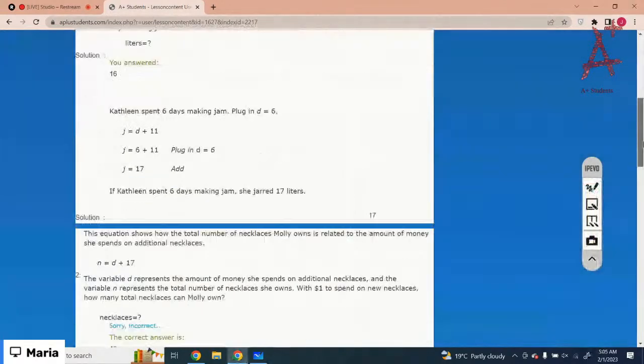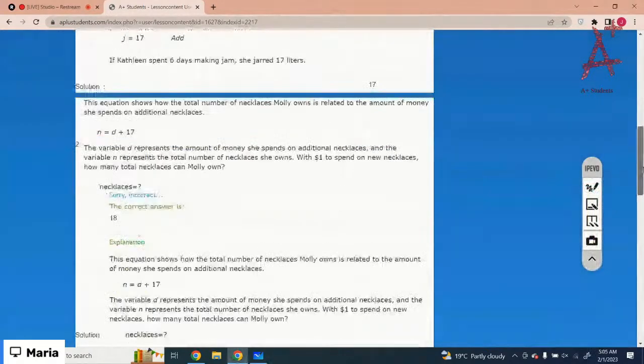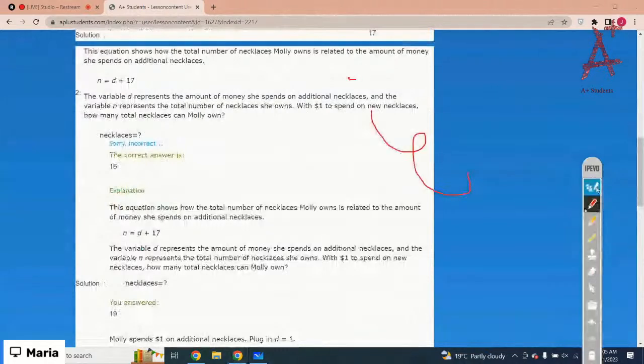Okay, next one. Let me read, please listen to me carefully. The equation shows how the total number of necklaces Molly owns is related to the amount of money she spent on additional necklaces, that is N equals D plus 17. The variable D represents the amount of money she spent on additional necklaces, and the variable N represents the total number of necklaces she owns. If she has $1 to spend on a new necklace, how many total necklaces does Molly have now?